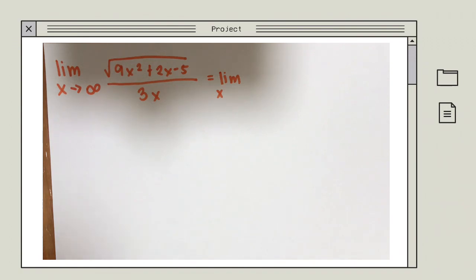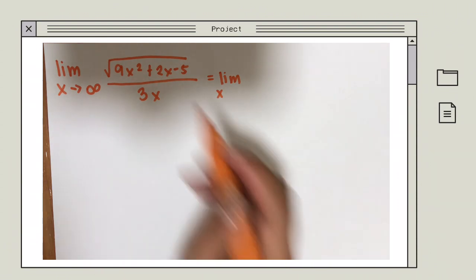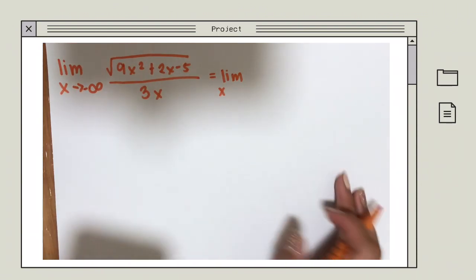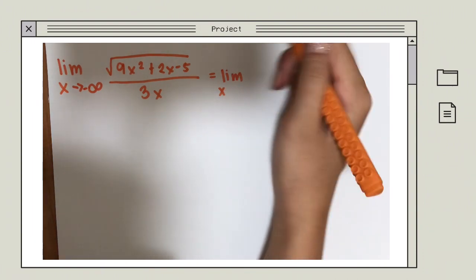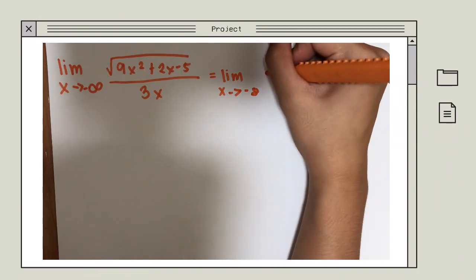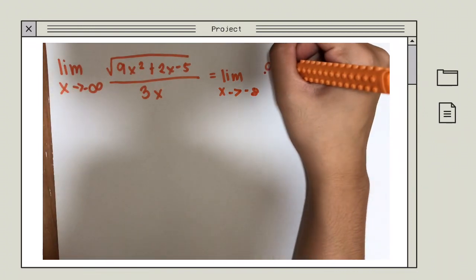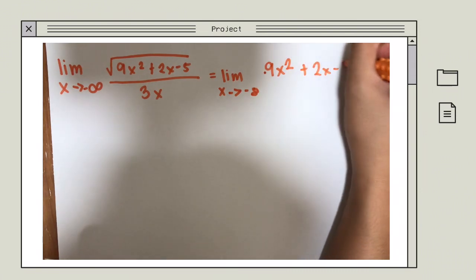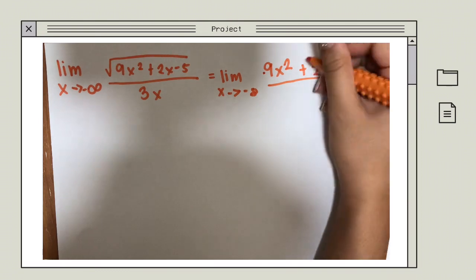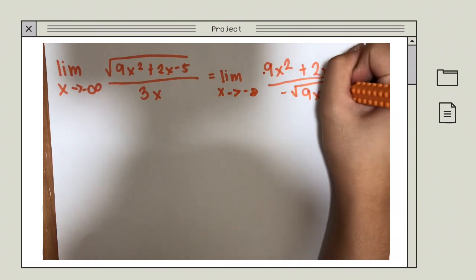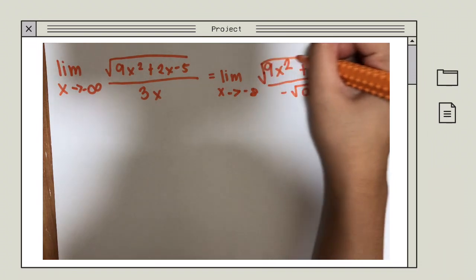For the second example, we will do the negative infinity. So for the first step, what we will do is the limit as x approaches negative infinity of the square root of 9x squared plus 2x minus 5 over negative square root of 9x squared.